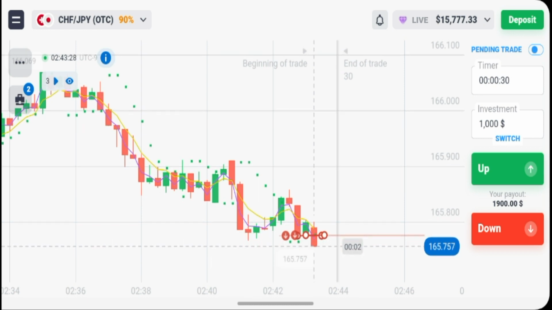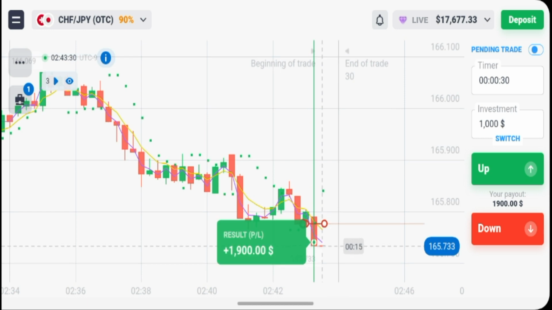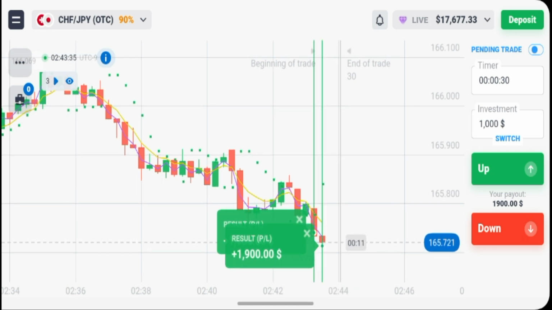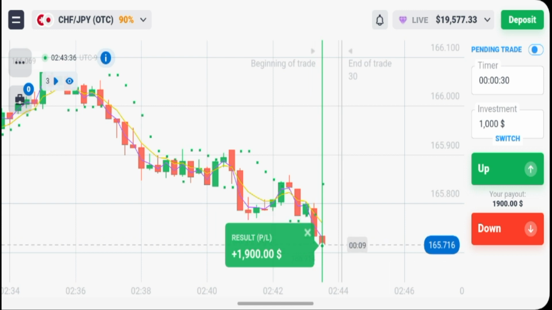All right, so you can see this trade I just placed, like 2,000, because it was so precise. So the first one is giving us a 900, the second one is giving us a 900.